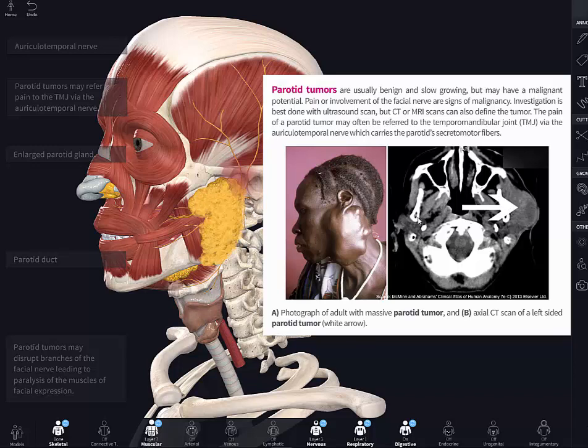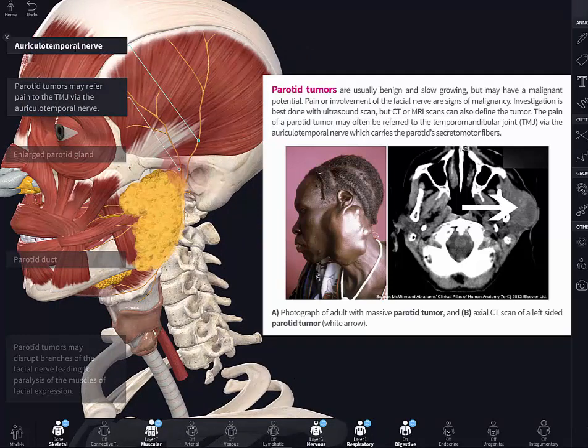Okay, so the pain of a parotid tumor may often be referred as well to the TMJ via the auriculotemporal nerve. So the auriculotemporal nerve is over here, and if you have irritation of the auriculotemporal nerve, as this is primarily a sensory nerve coming from the trigeminal nerve, you can imagine that that is going to refer pain to the temporomandibular joint. In addition to that, this nerve also carries the secretomotor fibers.